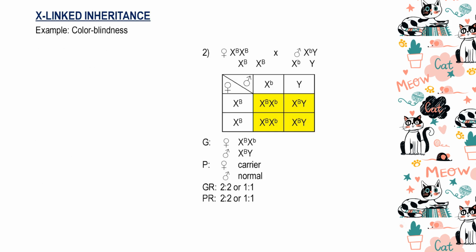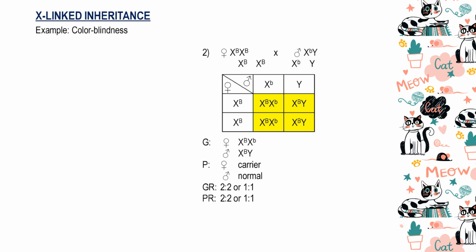Let us work on this next problem. We are still studying color blindness, which is an X-linked recessive trait. Next, let us identify the parents and their genotypes. The female parent is normal and non-carrier, so her genotype is dominant XBXB. The male parent is colorblind, so his genotype is recessive XbY.